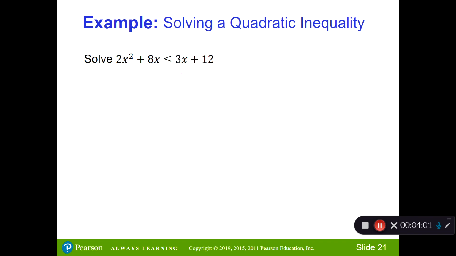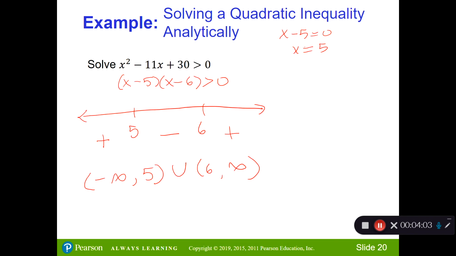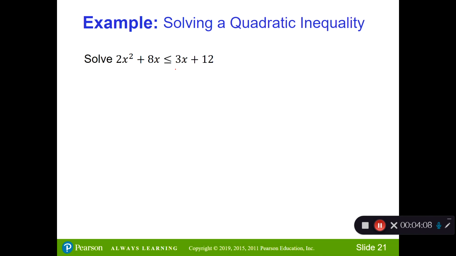Let's solve this guy. So the first thing that we need to do is, just like we had this one where it was set to 0, I need to do that over here first. So I'm going to subtract 3x from both sides, and I get 2x squared plus 5x less than or equal to 12. Now let's move the 12 over. And I get 2x squared plus 5x minus 12 is less than or equal to 0.